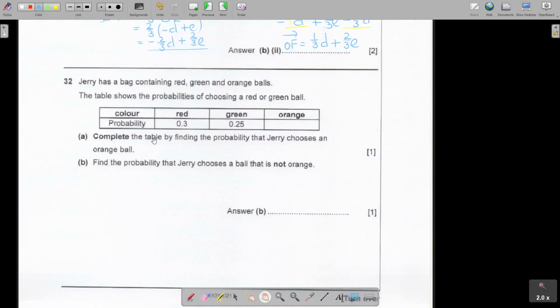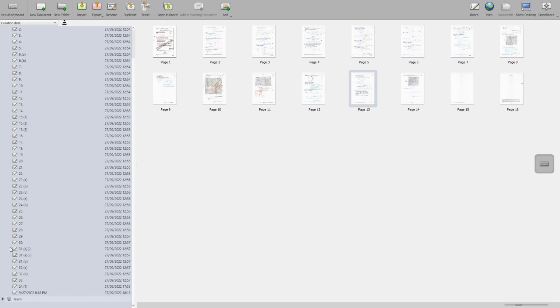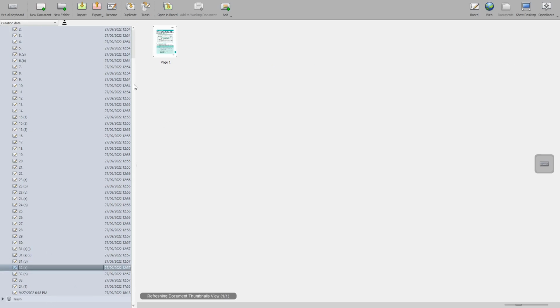Okay, and then the next one, if I read this, Jerry has a bag containing red, green, and orange balls. The table shows the probability of choosing a red or a green. So they give you the probabilities. They ask you orange. Now, it's a very simple page. I'm taking you to the textbook. But I want to take you to this page in the textbook.